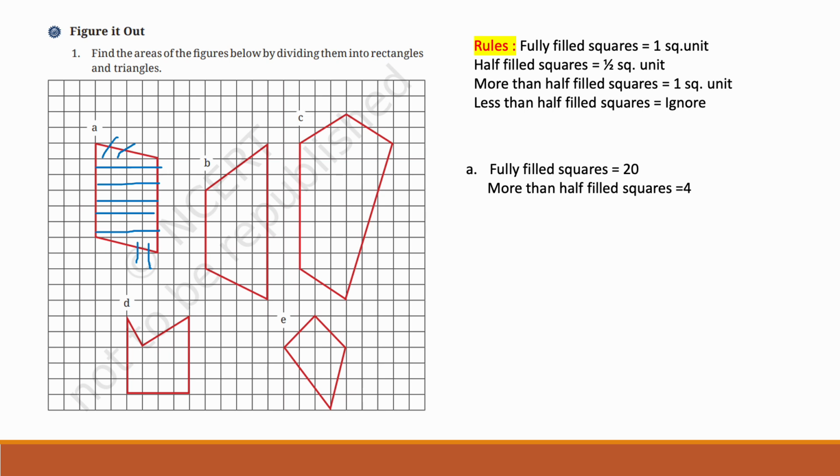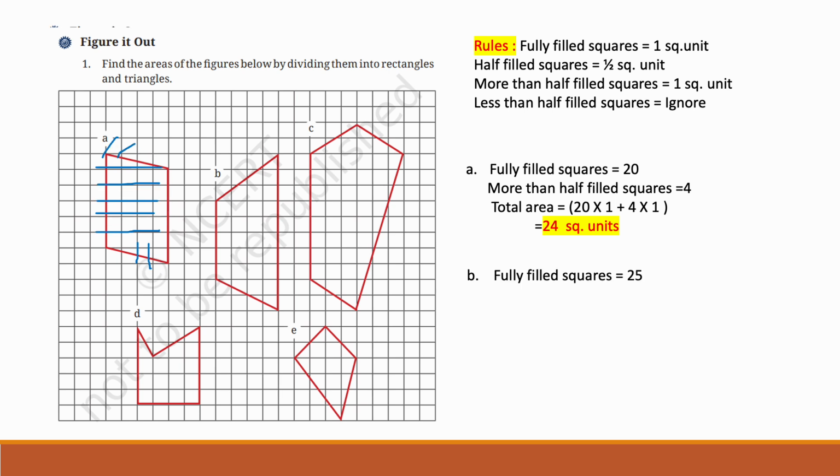Then less than half filled squares, we have to ignore. Okay. So total area is 20 into 1 plus 4 into 1. So it is 24 square units. Similarly, you have to do the rest of the figures.